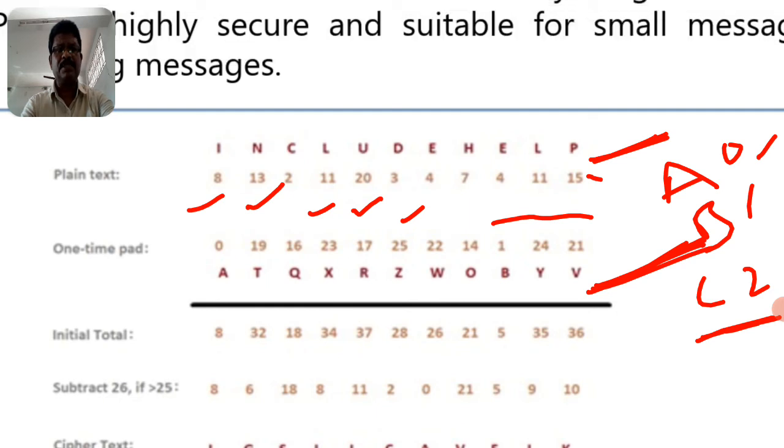Now I take one more message, that is ATQXRZWOBYV. This is the one-time pad I have to use, so I can add this message to "include help". For ATQXRZ, I take the numbers: A becomes 0, T becomes 19, Q becomes 16, X becomes 23, R becomes 17, and so on, V becomes 21. Now I can add these two. So 8 plus 0 is 8, 13 plus 19 is 32, and 2 plus 16 is 18. Here, how can I convert 32? 32 mod 26 becomes 6.